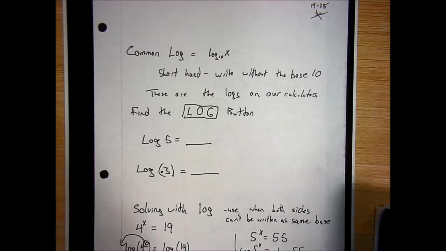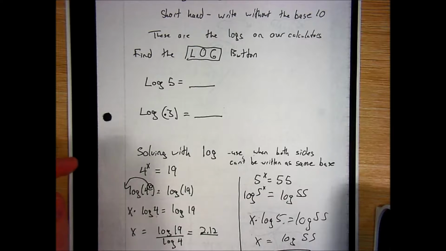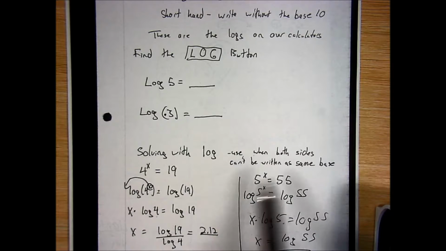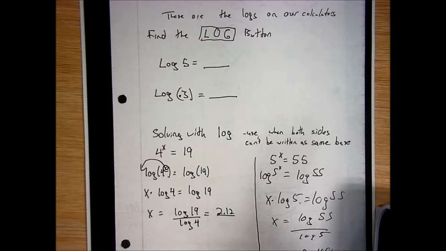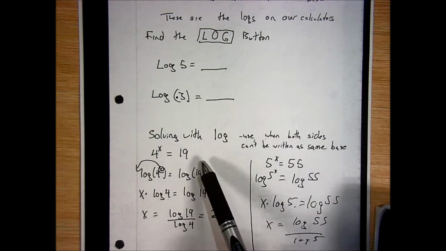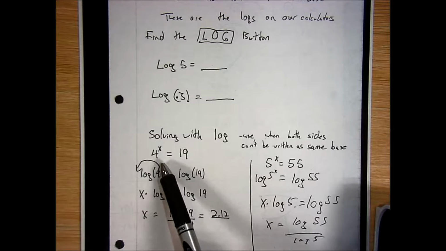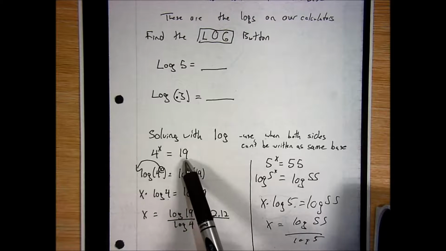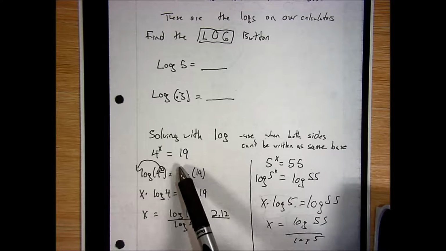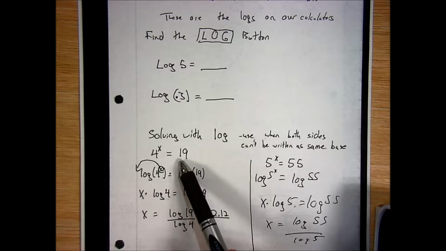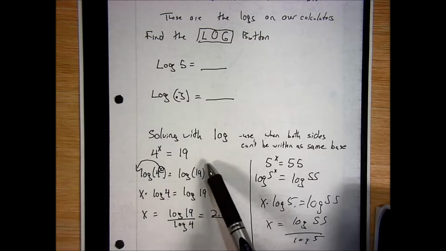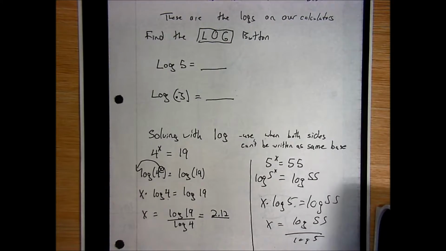Okay? So solving with the common log. We want to use this when both sides can't be written as the same base. So when we've seen problems like this before, we've wanted to rewrite them both as a power of 4. Like 4 to the x, and then this is like a 16, so then we would say 4 squared.